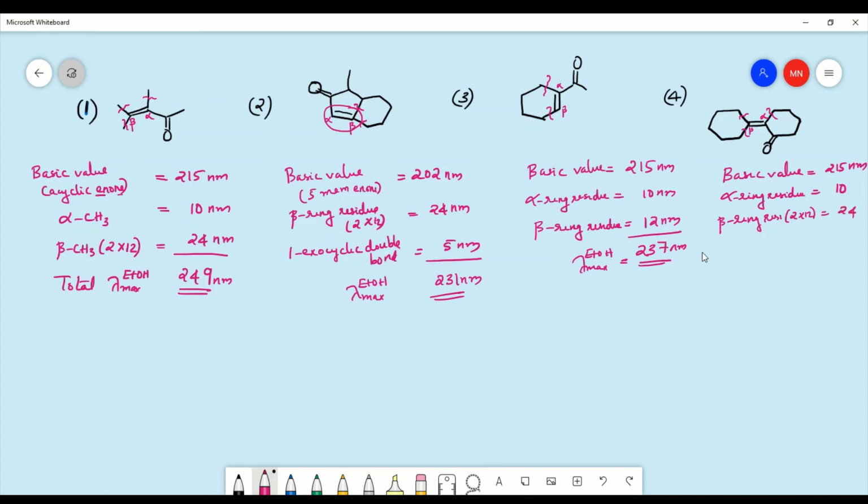Now this double bond is exocyclic to ring 1 and also exocyclic to ring 2, so you have to consider both. So the double bond is exocyclic to both the rings. So 2 into 5 equal to 10 nanometer. Altogether, if you add these up, you will get 259 nanometer.